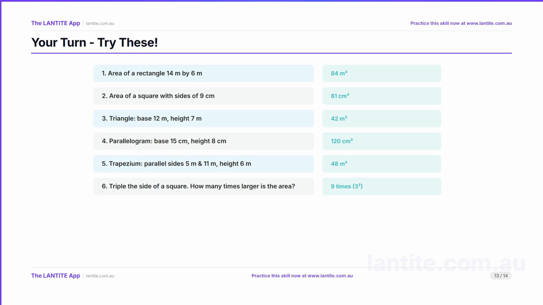Pause the video and try these 6 problems. Problem 1. Find the area of a rectangle 14 meters by 6 meters. Problem 2. A square has sides of 9 centimeters. Find its area. Problem 3. A triangle has a base of 12 meters and a height of 7 meters. Problem 4. A parallelogram has a base of 15 centimeters and a perpendicular height of 8 centimeters. Problem 5. A trapezium has parallel sides of 5 meters and 11 meters with a height of 6 meters. Problem 6. If you triple the side of a square, how many times larger is the area? Check your answers on screen.